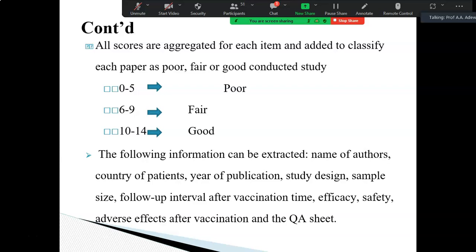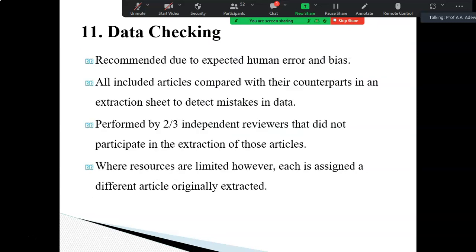So a score of 0 to 5 is rated as poor, while 6 to 9 is rated as fair, and 10 to 14 is rated as good. The following information can be extracted from each publication: name of authors, country of patients, year of publication, study design, the sample size, follow-up interval after vaccination, time, efficacy, safety, and adverse effects after vaccination.